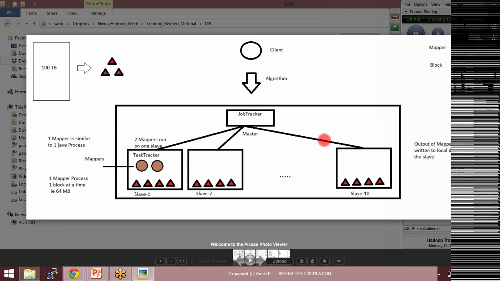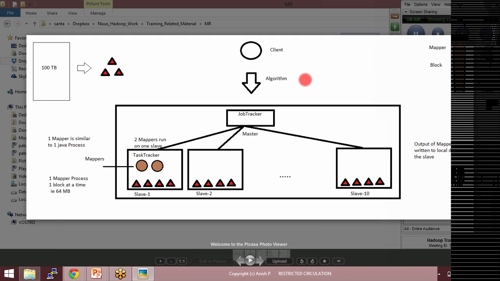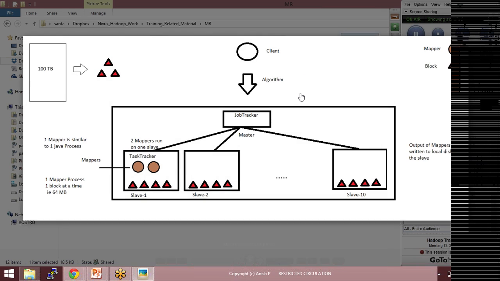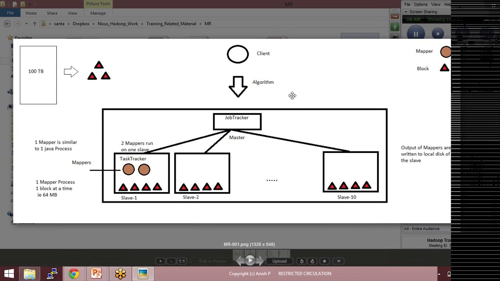Look at this. This is how my end-to-end execution looks like. I am having 100 TB of data which is divided into blocks. I am representing these blocks as these triangles. One mapper is similar to one Java process. Now guys, understand this. I have one question for all of you. One mapper processes one block at a time. So I'm marking this brown circle as a mapper.